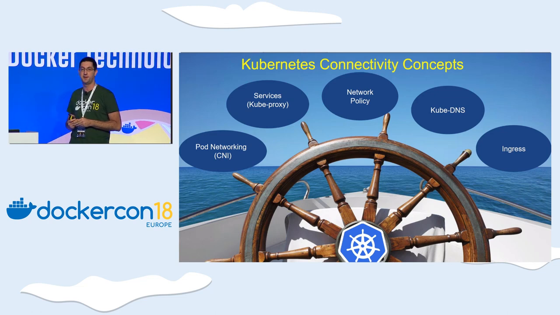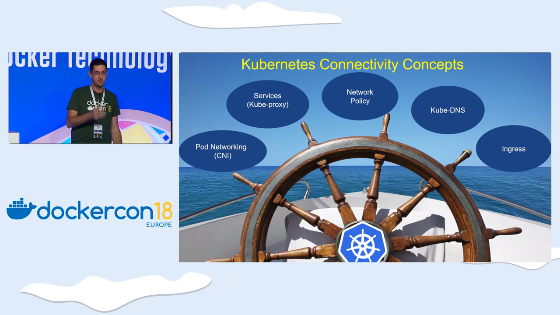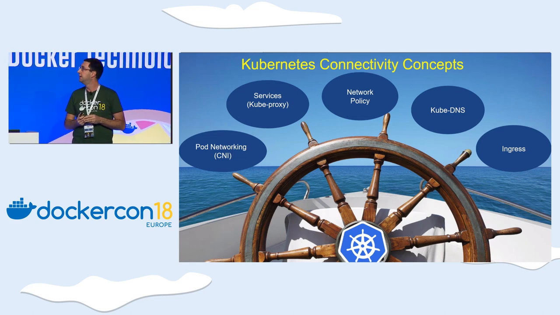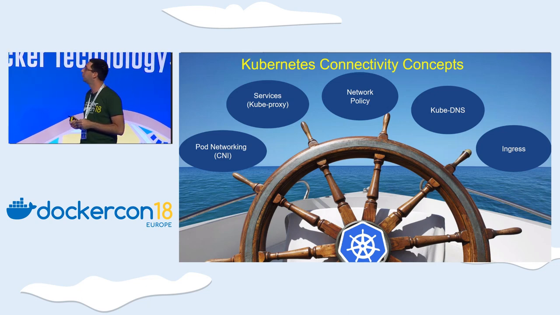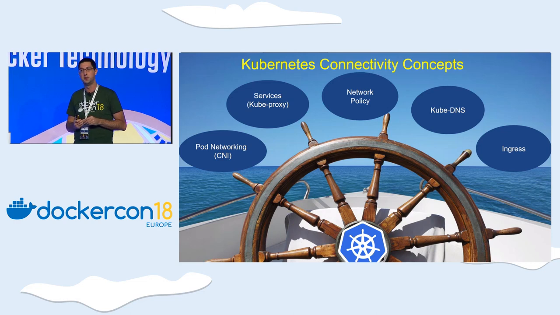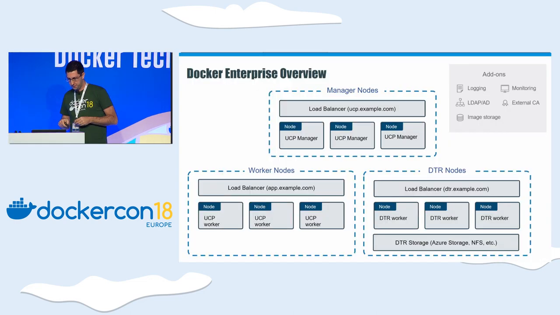The last object is Ingress. The Ingress helps you access your application from outside your cluster. It is used mainly for HTTP and HTTPS traffic, to provide HTTPS offload, to provide route-based context routing, and so on.